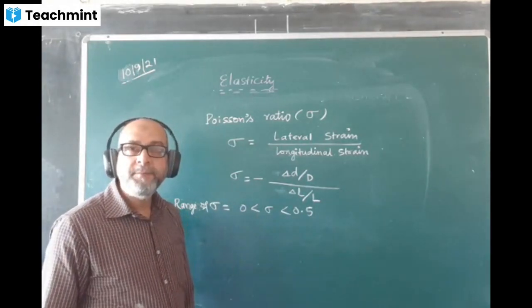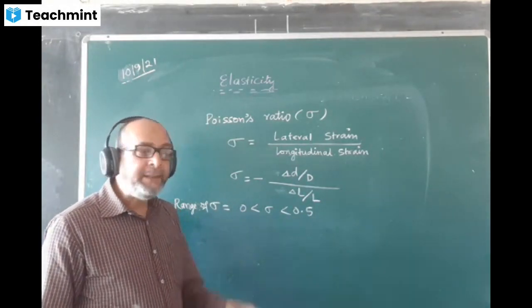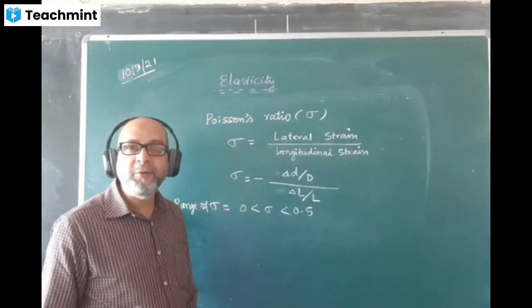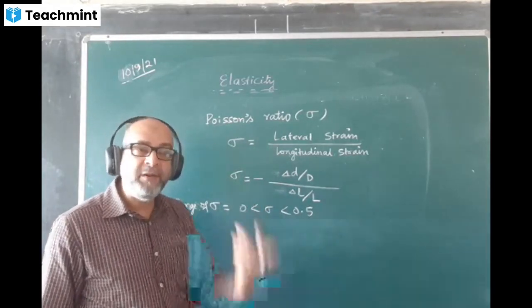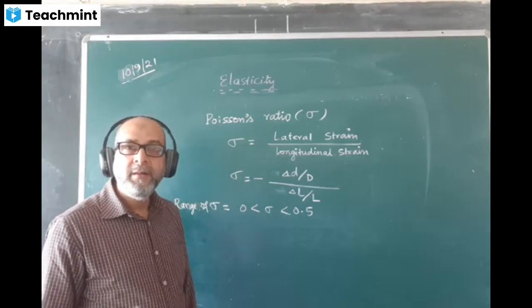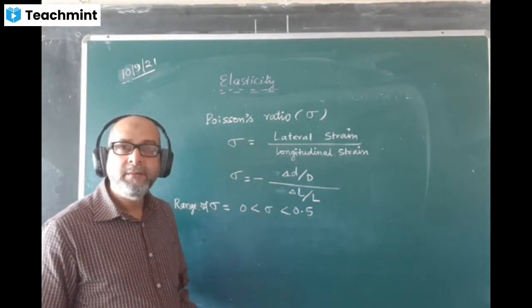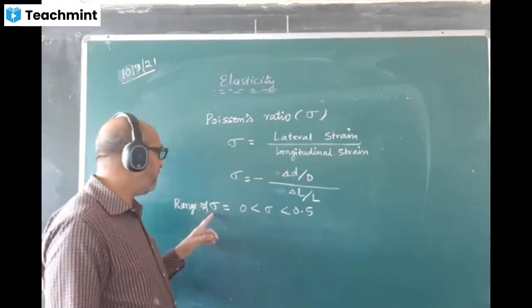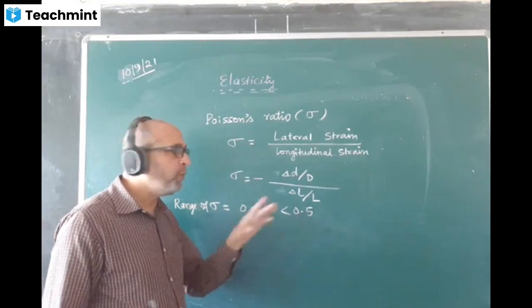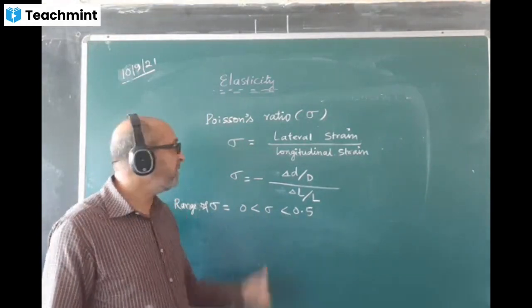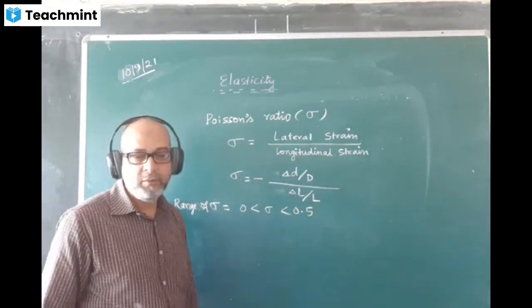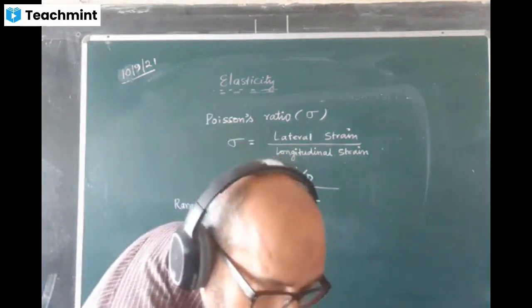When the diameter becomes half of its original diameter, beyond that the wire will break. So the value of sigma lies between 0 and 0.5. Such a ratio is called Poisson's ratio. Hope you have understood. Have you?